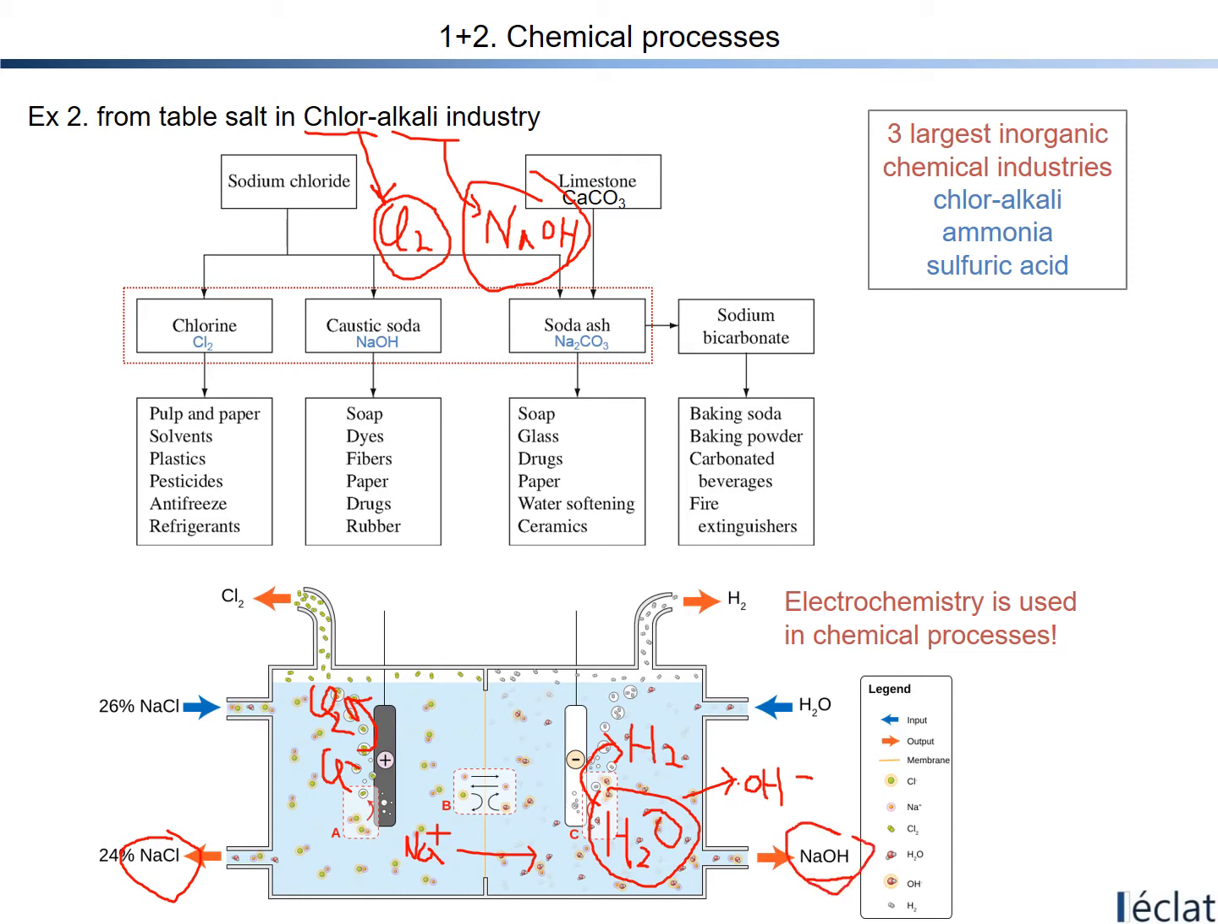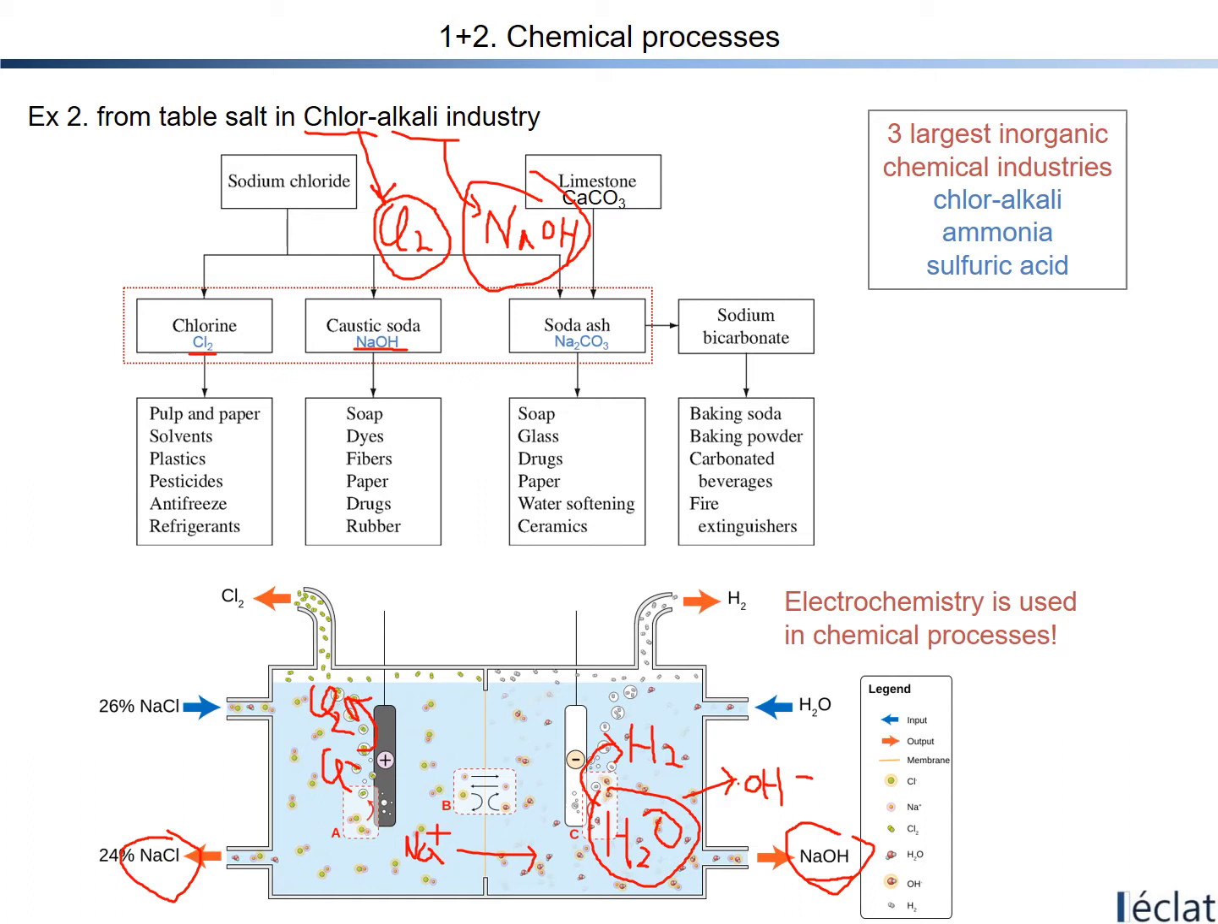Okay, so by using the chlorine gas, we could make pulp and paper, solvents, plastics, pesticides, antifreeze, and refrigerants. Also, sodium hydroxide, so-called caustic soda, is used for making soap, dyes, fibers, papers, drugs, and rubber or something like that. Okay, one more thing.